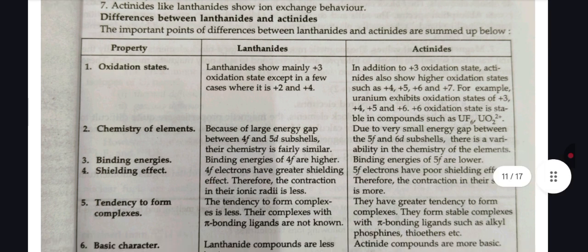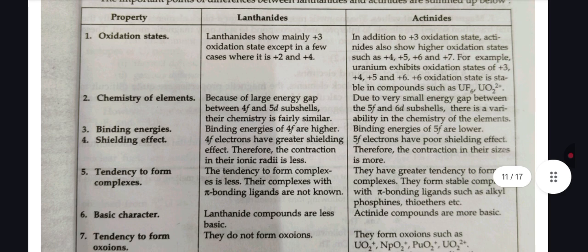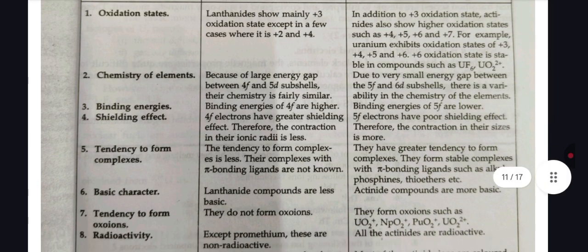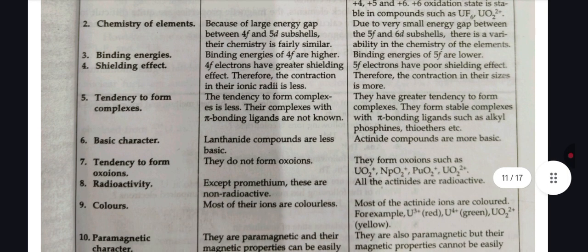Differences between lanthanides and actinides. Oxidation state. Lanthanides show mainly the +3 oxidation state except in a few cases, +2 and +4. In addition to the +3 state, actinides also show higher oxidation states such as +4, +5, +6. Lanthanides have a large energy gap between 4f and 5d subshells. Due to the small energy gap between the 5f and 6d subshells, there is variability in the chemistry of the elements. Binding energy of 4f electrons is higher. Binding energy of 5f electrons is lower.